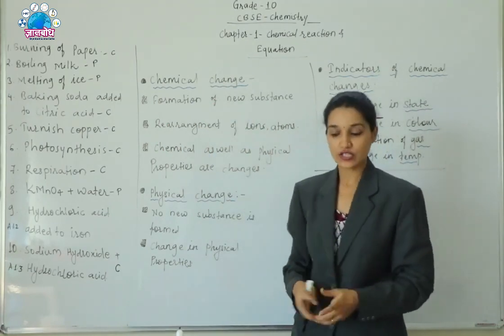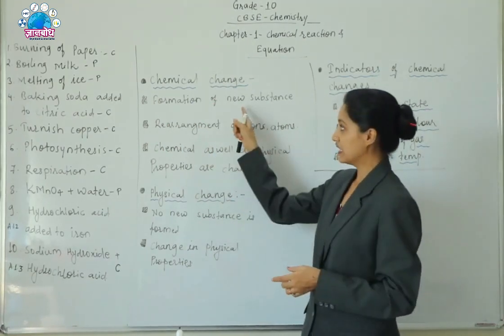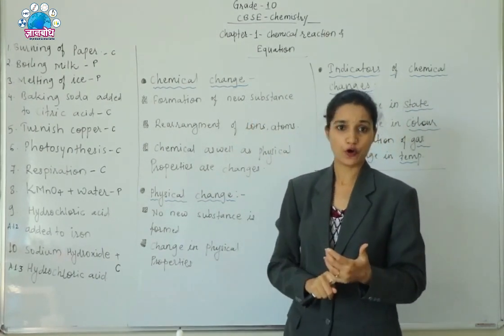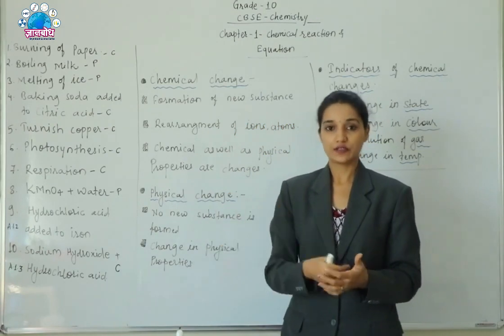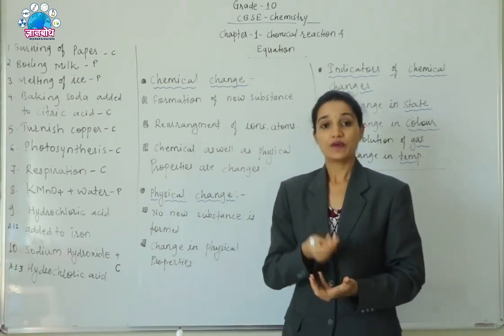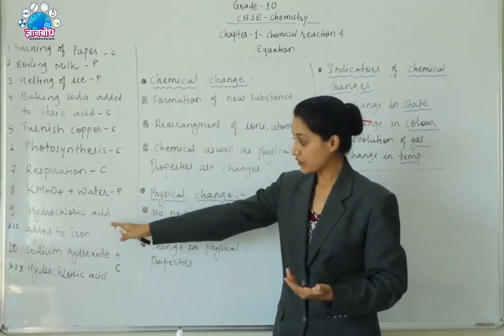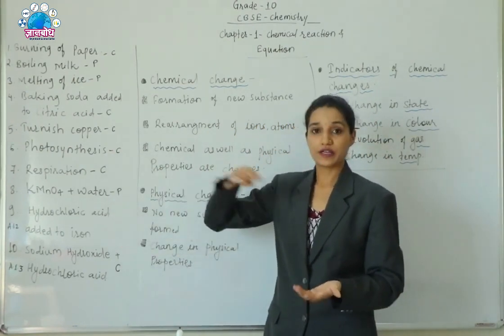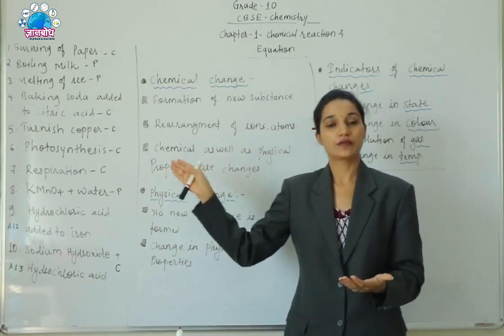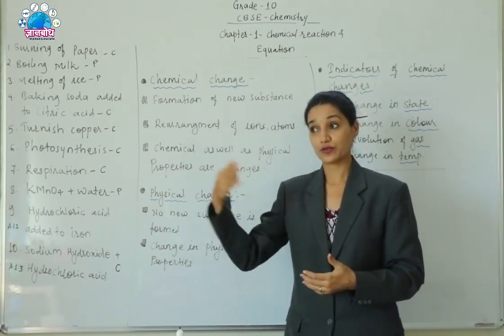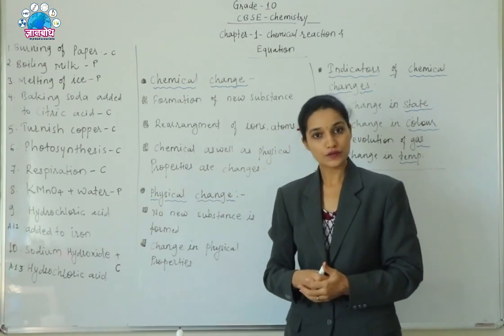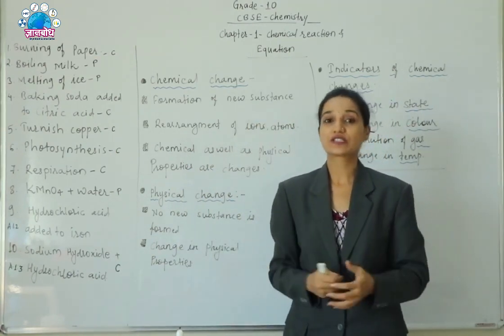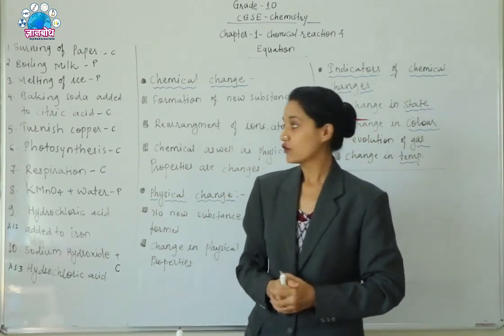So in chemical changes, everywhere you have found that there is formation of a new substance. Ash is formed. Then when a candle is burning, some gases are formed. When iron reacts with hydrochloric acid, a new substance, that is iron chloride, is formed. When carbon dioxide and water react with each other in the reaction of photosynthesis, a new substance, that is glucose, is formed. So everywhere a new substance with a new set of properties is formed.